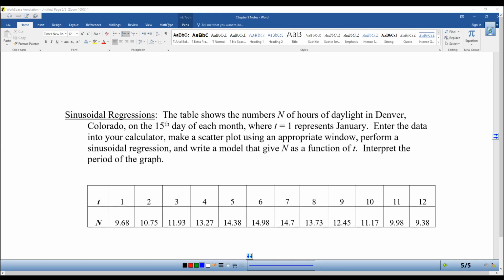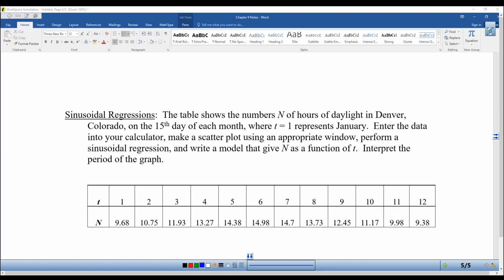The table shows the number n of hours of daylight in Denver, Colorado on the 15th day of each month, where t is equal to 1 represents January. Enter the data into your calculator, make a scatter plot using an appropriate window, perform a sinusoidal regression, and write a model that gives n as a function of t.